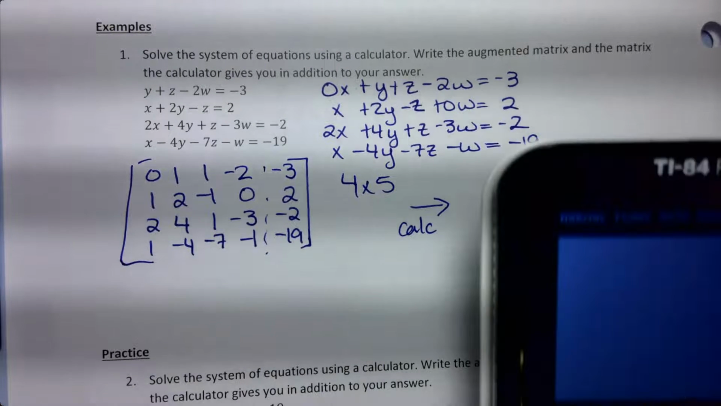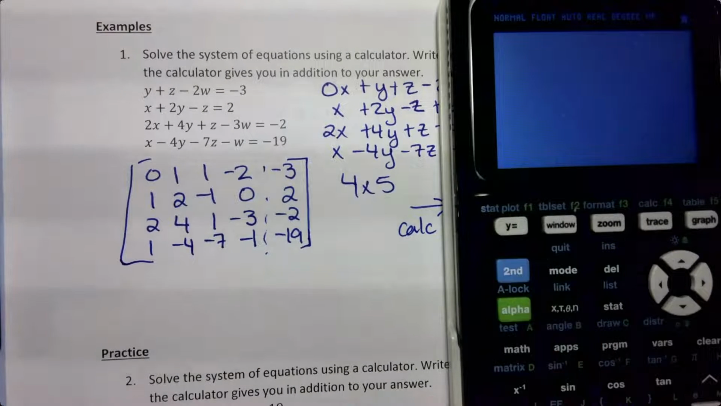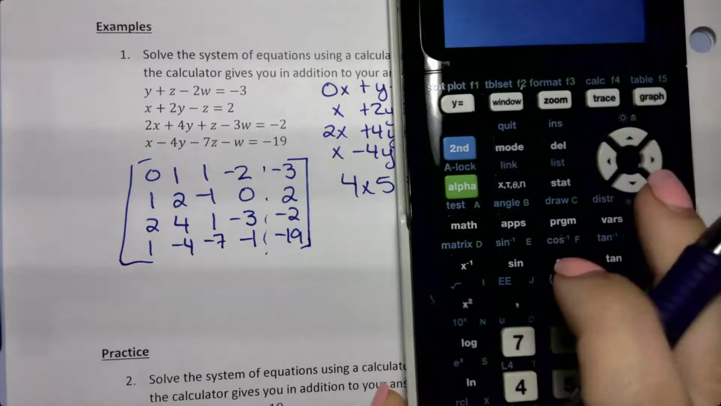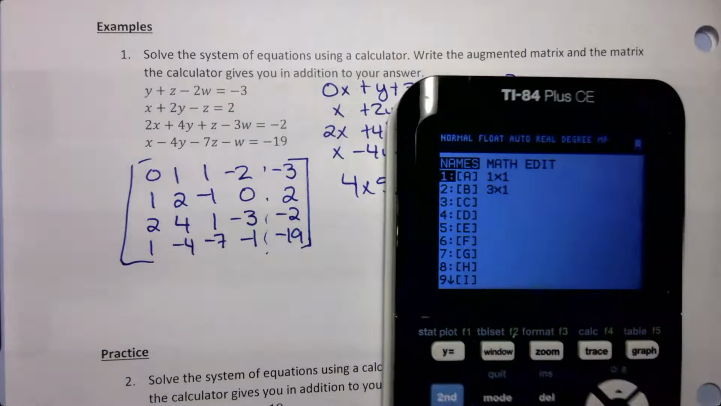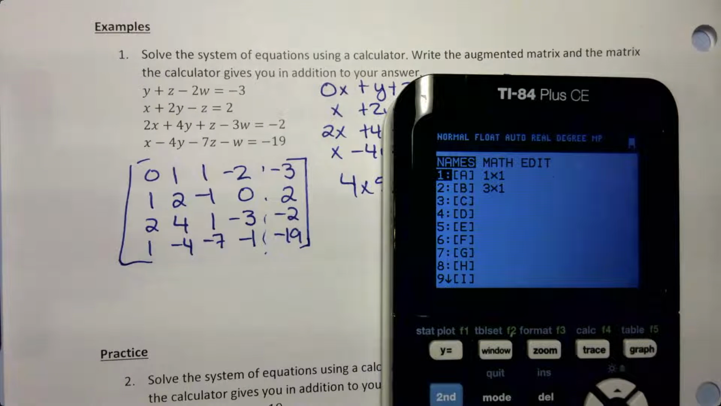Following the steps on the calculator, I'm going to go second, which is the blue button up here. The inverse button is right below the math button. It's the fourth one down on the left side. I come up with this list. Sometimes you will have matrices entered, sometimes you won't. It just depends on if your calculator's memory has been reset and the last person using it.